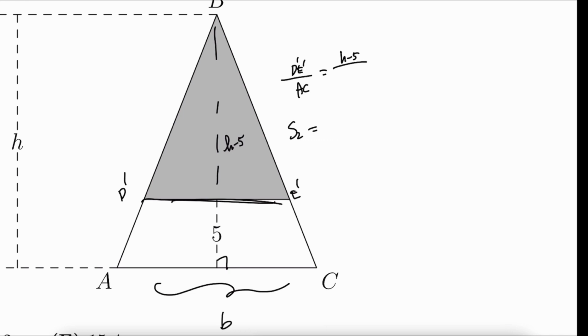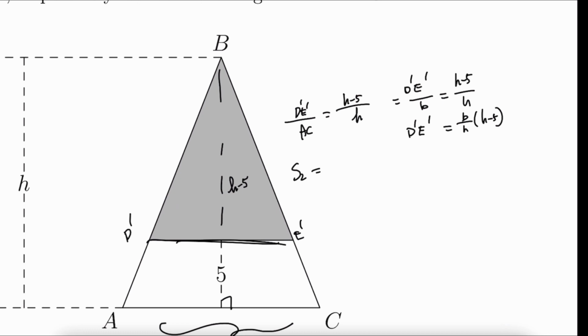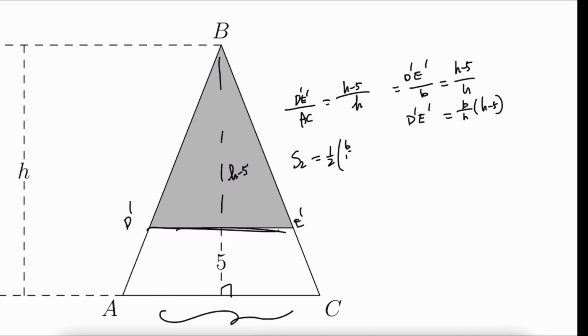So D prime E prime over B is equal to H minus 5 over H. Meaning D prime E prime is just B over H times H minus 5. Alright, so S2 is equal to 1 half base, H over B over H times H minus 5 times height, which is H minus 5.